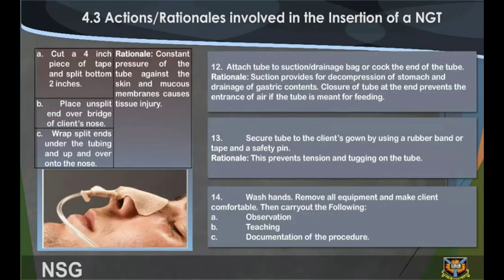12. Attach tube to suction and drainage bag or cork the end of the tube. Rationale: suction provides for the compression of stomach and drainage of gastric contents. Closure of the tube at the end prevents the entrance of air if the tube is meant for feeding. 13. Secure tube to the client's gown by using a rubber band or tape and a safety pin. This prevents tension and tugging on the tube. Wash hands. Remove all equipment and make client comfortable. Then carry out the following: observation, teaching, documentation of the procedure.